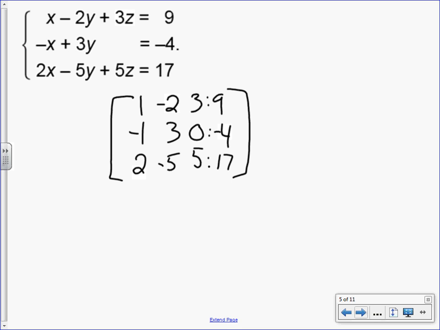Excellent. Do you agree with Michael's matrix? Good. He has a 0 in that second row because the second equation doesn't have a z. Okay. What is the order of this matrix? 3 by 4. Very good. The order of this matrix is 3 by 4.